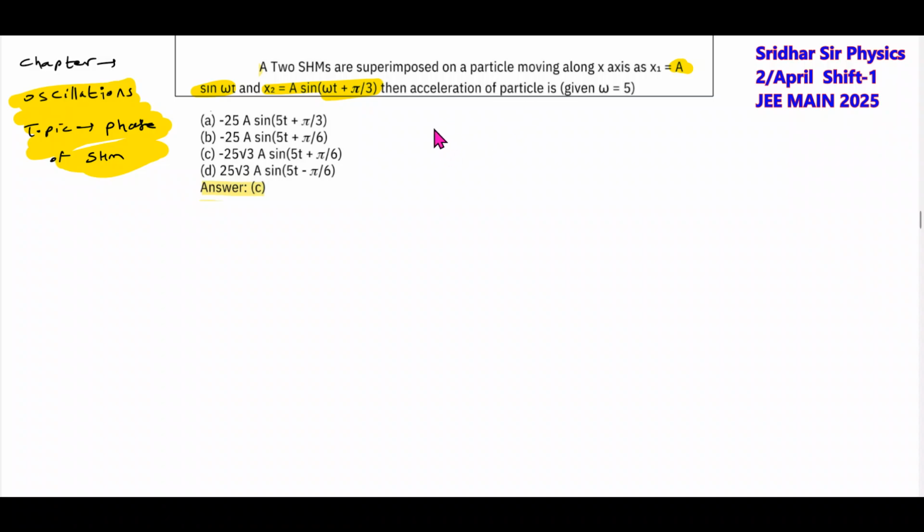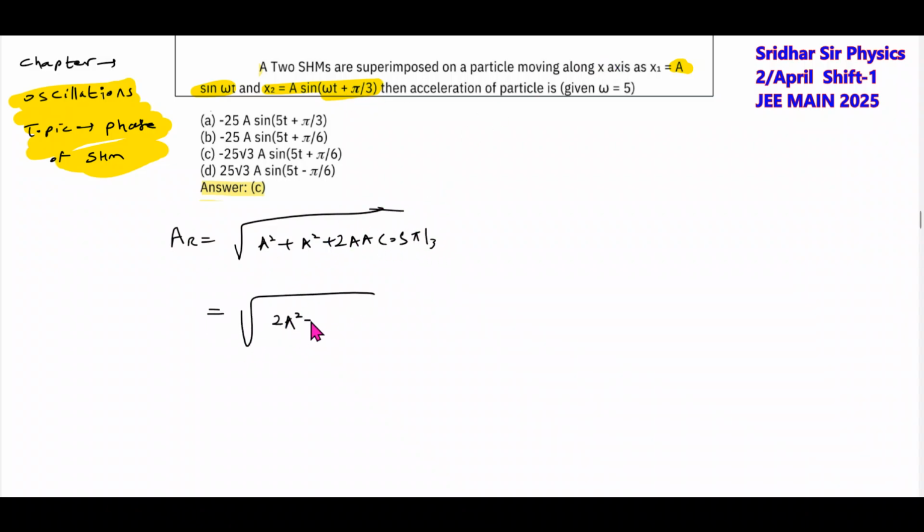So first the particle will go for the resultant amplitude. The amplitude of each SHM will be a, so resultant amplitude squared will be a square plus a square plus 2AA cos of the phase angle between them, which is pi by 3. This will become 2a square plus 2a square times cos 60, which is 1 by 2. Resultant amplitude is given by how much? A root 3.